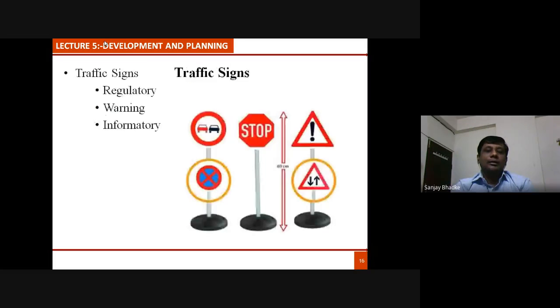In this figure, you can see properly that there are three types of traffic sign: one is a regulatory sign, the second is a warning sign, and the third is an informative sign. We know that these various types of signs are available on the road, and normally we use them on the road for various safety purposes.